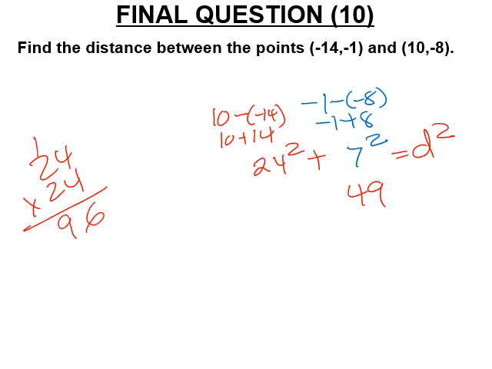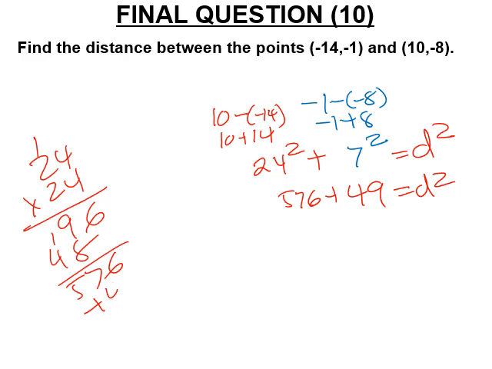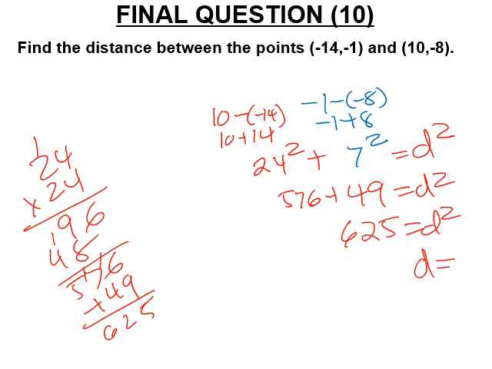16, 9. Yep, 576. 576 plus 49. Seems like it's 625. Well, we know the square root of 625, all right? So D equals the square root of 625, which is 25 units.